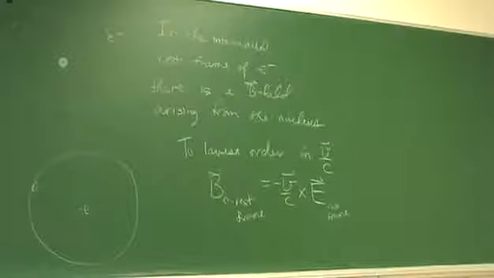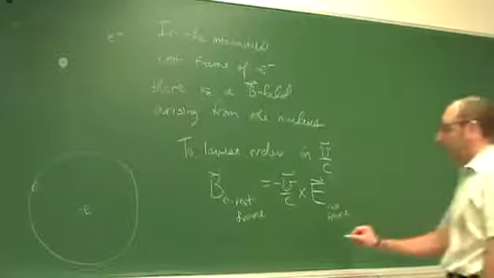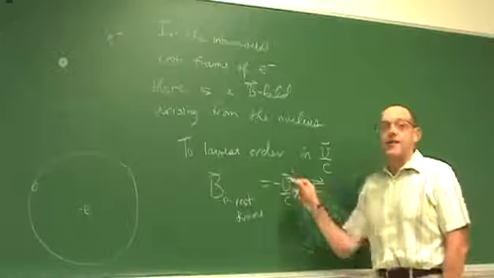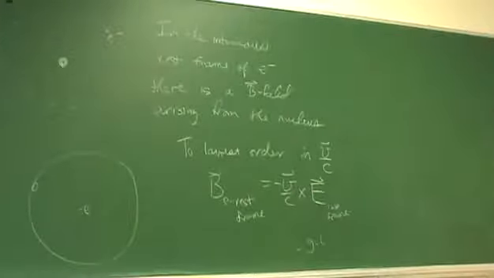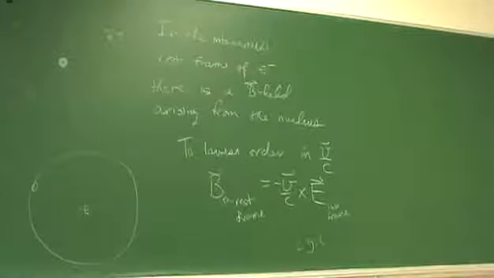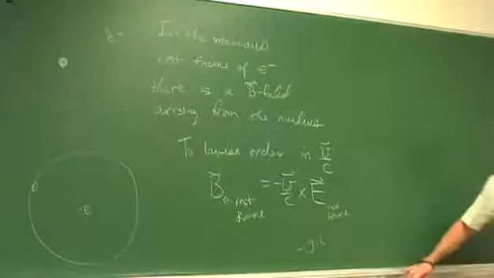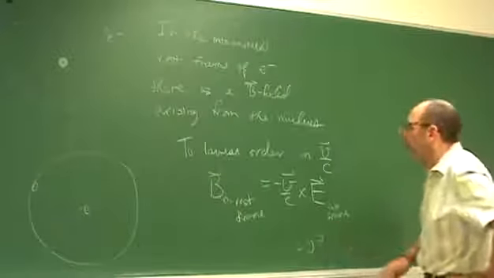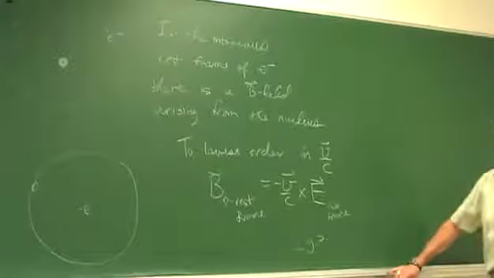Now this is in CGS units. In CGS units, the electric field and the magnetic field have the same units. If this were in SI units, there wouldn't be a c in there. But then, of course, the force law, the Lorentz force law, is different in CGS and SI units as well. Okay?